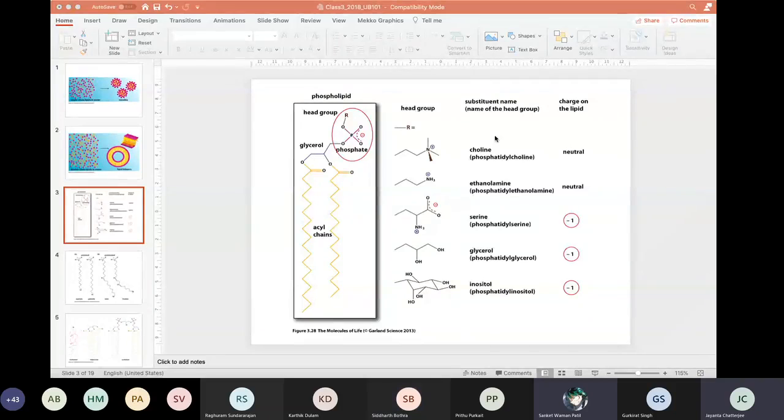So would it be correct to say that hydrogen bonds are not responsible for the folding of proteins, but are responsible for the stability of the folded proteins? Yes, that would be a very nice statement. That will be a correct statement.